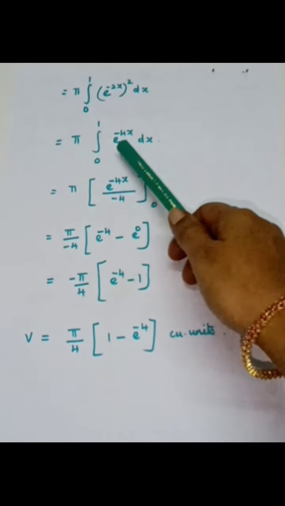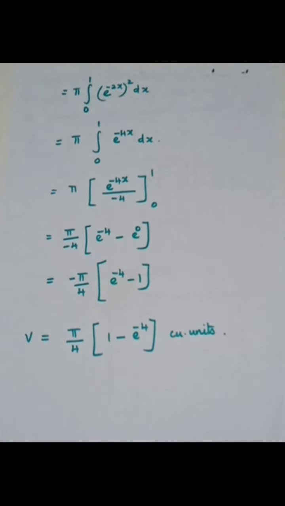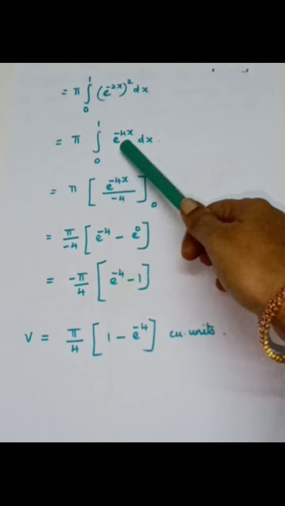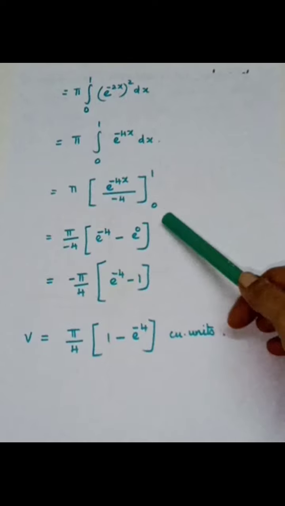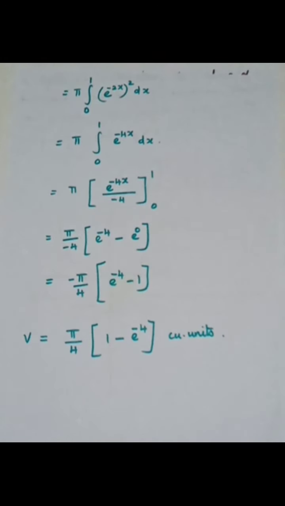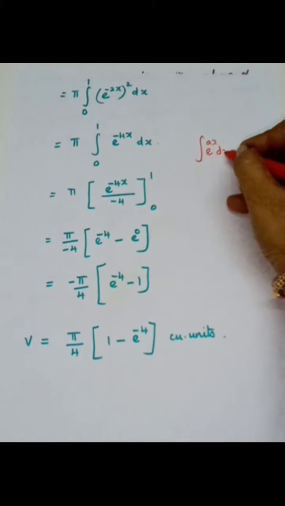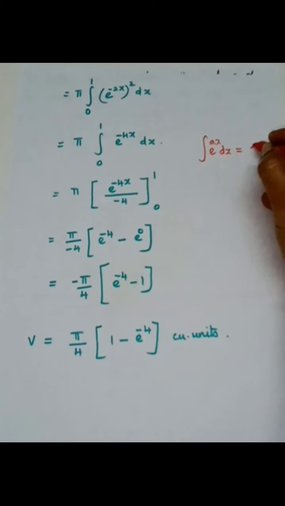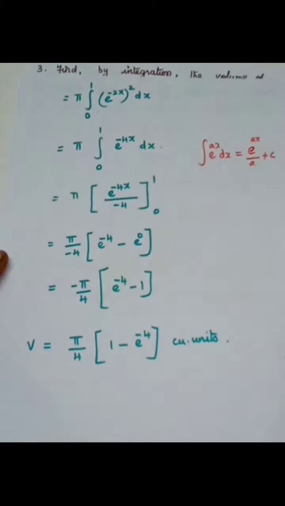So here you have to integrate. What is the integration of e power x? E power x. What is the integration of e power 2x? E power 2x by 2. In the same way, here you will have e power minus 4x divided by minus 4, and the limits vary from 0 to 1. You can use the formula: integral e power ax dx is e power ax by a plus c. Here the limits are there, so you need not write plus c.